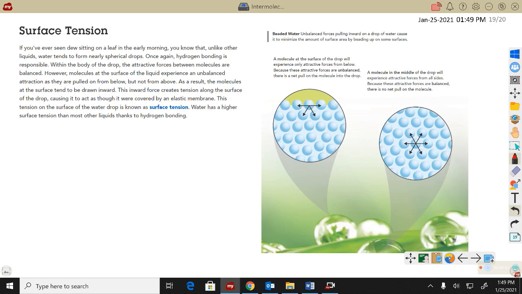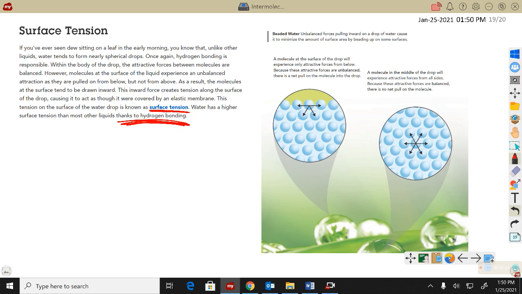And so one other kind of unique property of hydrogen bonding then is surface tension, where we've seen like leaves on a swimming pool and they don't sink to the bottom, or little bugs can walk across water without sinking to the bottom. Or maybe we've seen water kind of bead up on the leaves of a plant. That's surface tension. It's where water kind of forms these little droplets. And it's because of hydrogen bonding.